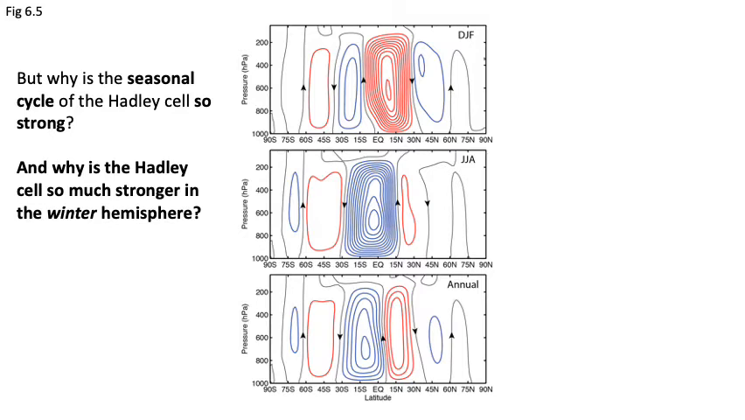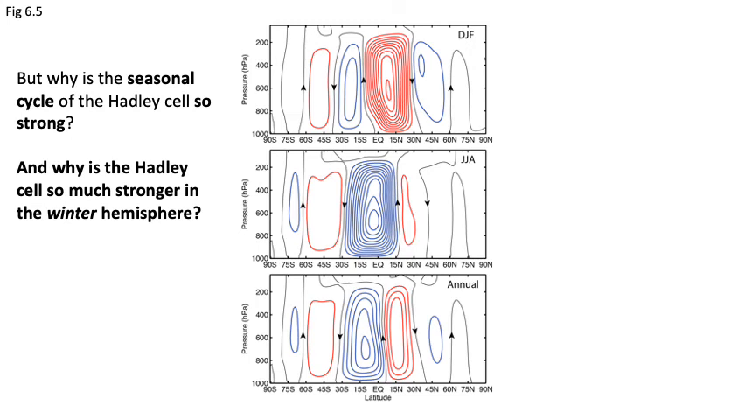Okay, so there's a couple of outstanding questions remaining that we won't go into too much detail on. One is, why is it that the seasonal cycle of the Hadley cell is so strong? We really just talked about this equatorially symmetric Hadley cell, but we know that the winter hemisphere Hadley cell is much, much stronger. The Hadley cell has two sides to it, one on each side of the equator. And then on the winter hemisphere, the Hadley cell actually crosses the equator.